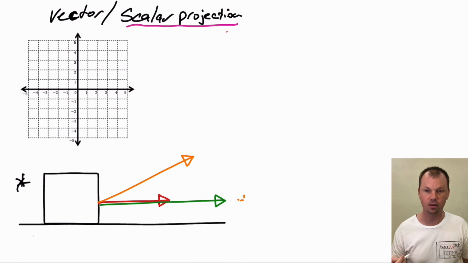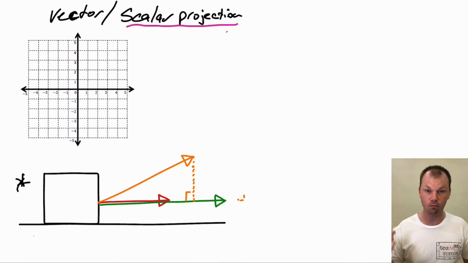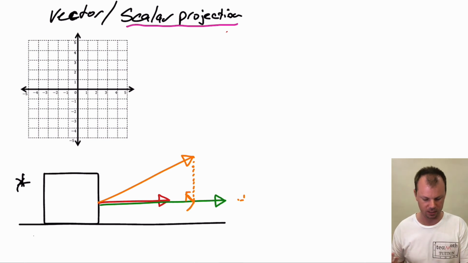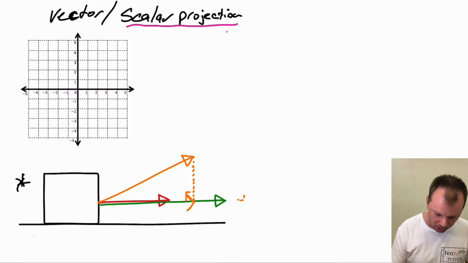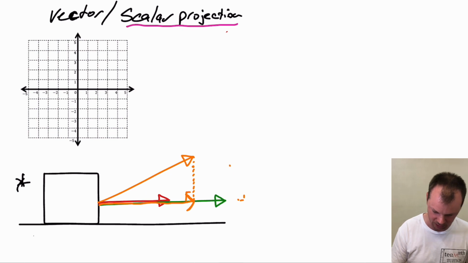It turns out that the amount that it's going to move, or the rate that it's going to move, is proportional to the component that's pointing in the direction of motion. So if I draw down here, and this is a right angle, then the rate of motion is going to be proportional to this vector here, if we ignore things like friction and such. This vector that I've drawn here is what we call a vector projection.